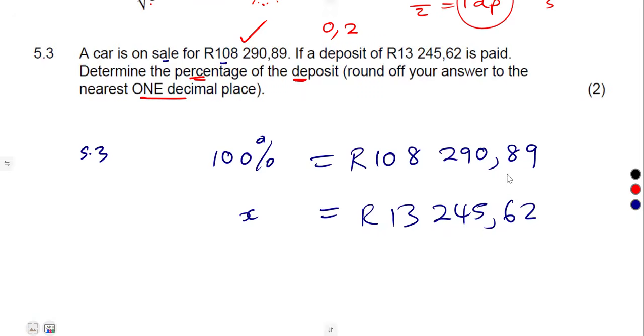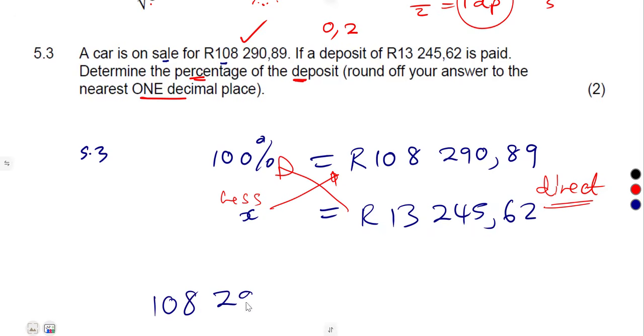So as we have got the higher percentage, that's the high amount, the lesser percentage, because a deposit, guys, is always a lesser value compared to the original price. So that's a lesser percentage. So it's less to less, more to more. That's a direct proportion, this one. So a direct proportion, I've already talked about this before. We do the cross multiplication concept. So that's 108,290.89 times x. So that's going to be x.